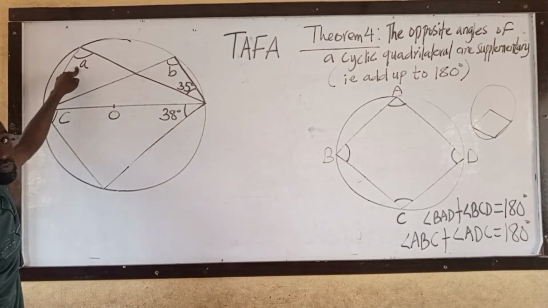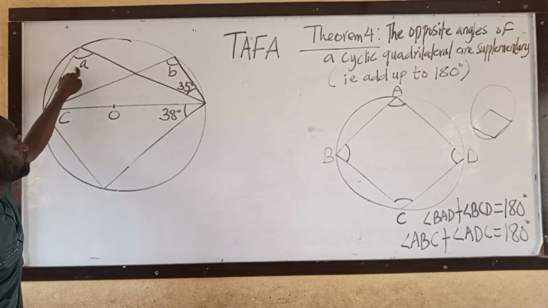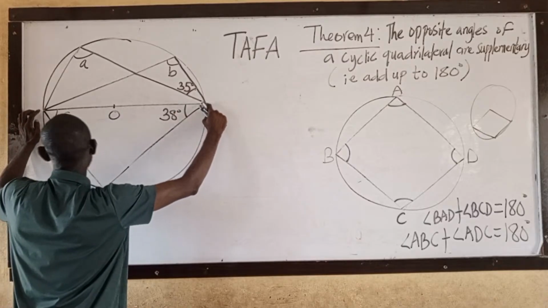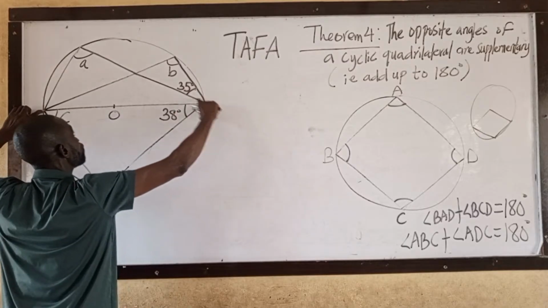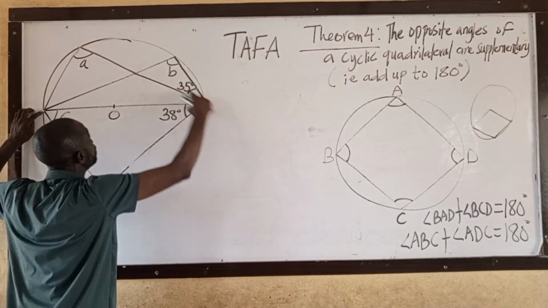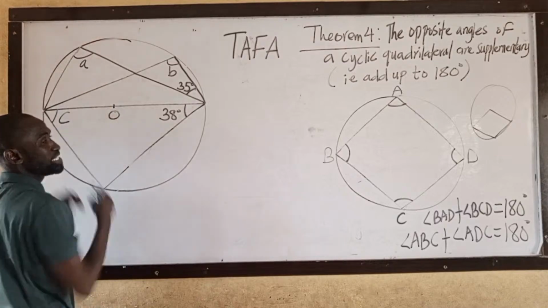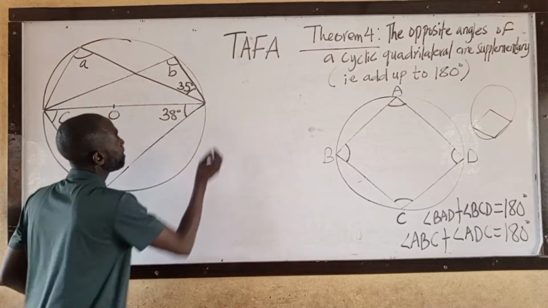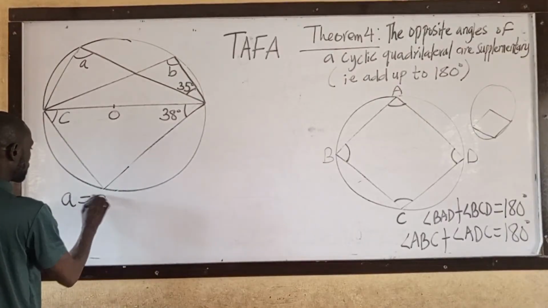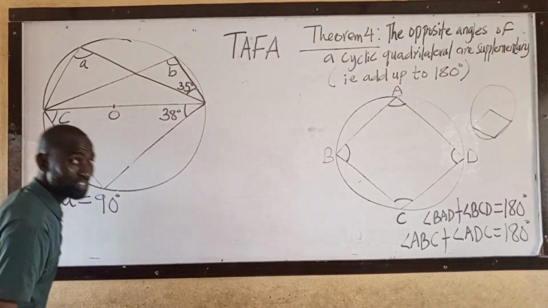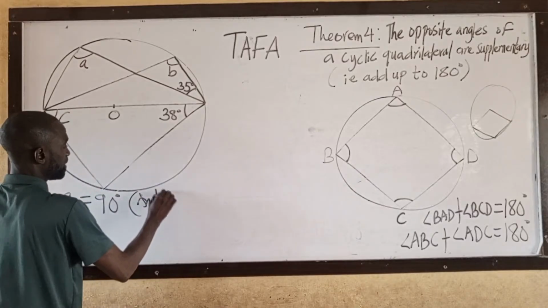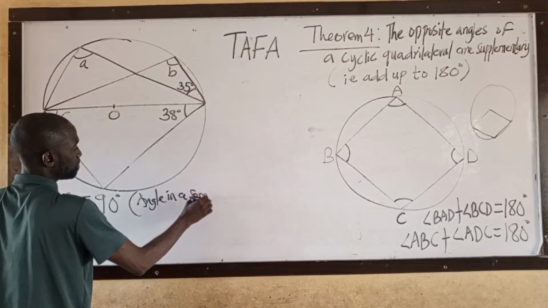Angle in the semicircle is 90. So this is the diameter. This is an arc, and it travels to the circumference from the center of the circle. Angle in the semicircle is 90 degrees. So if this is our A, A equals to what now? 90 degrees. You must tell them the reason. What's the reason? Angle in a semicircle.